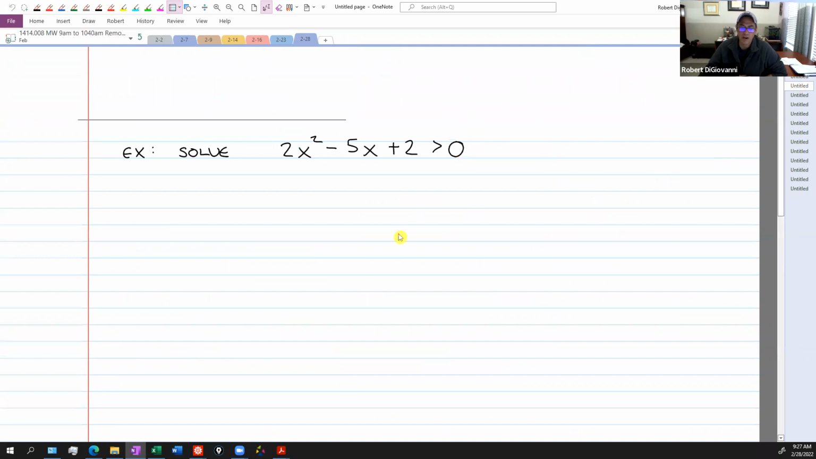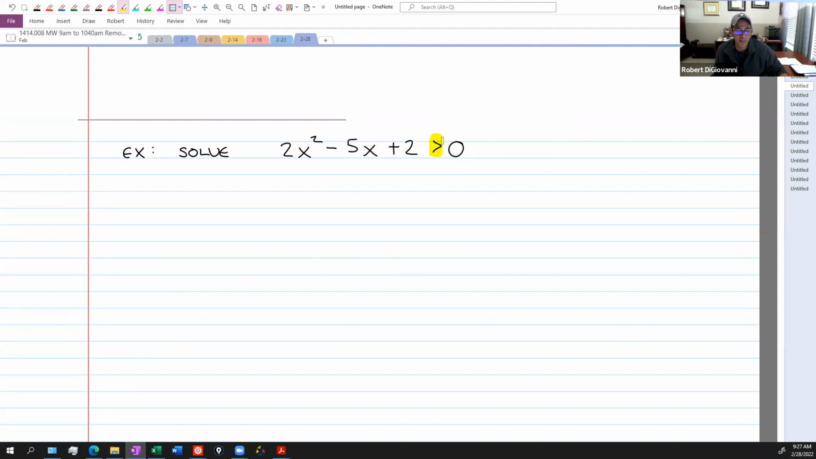Okay, so let's try another one. All right, so here we have another quadratic inequality, right? You can see the inequality symbol here. We call this a strict inequality because it doesn't include the equal. That means we have to be bigger than 0. We can't be equal to 0.